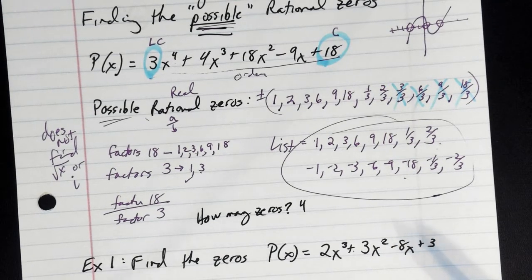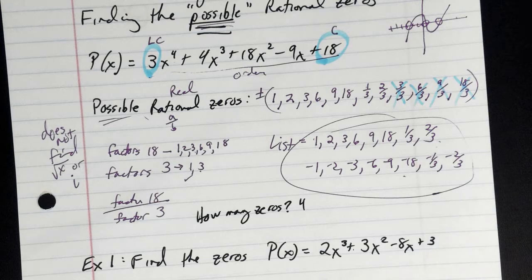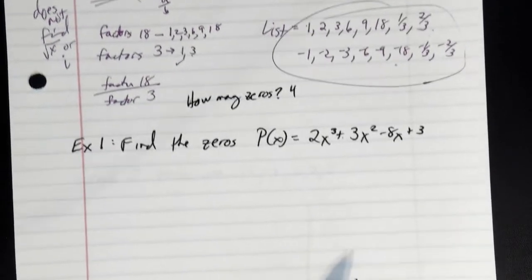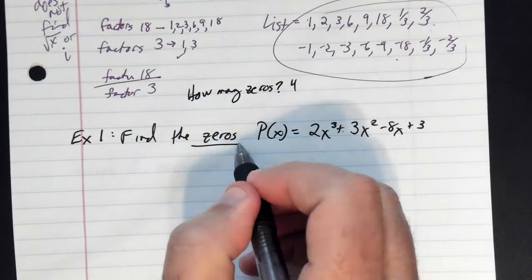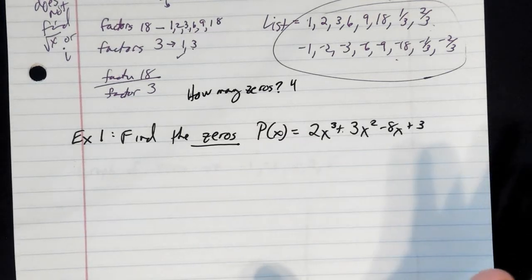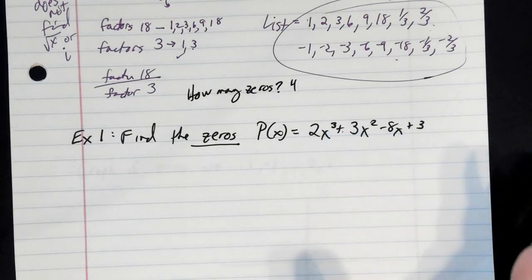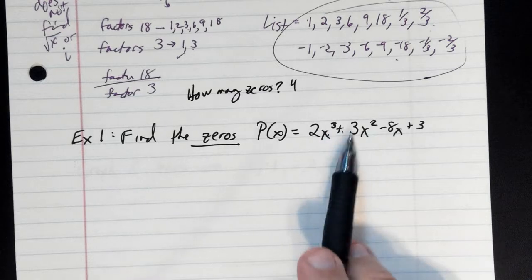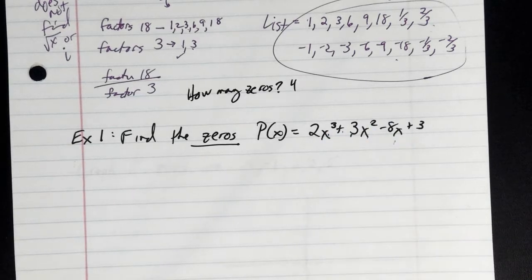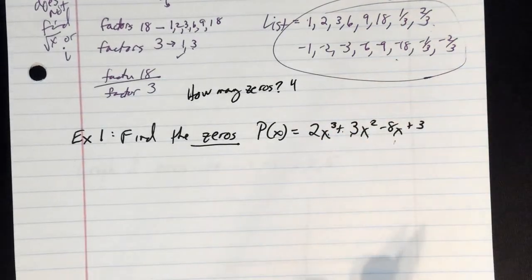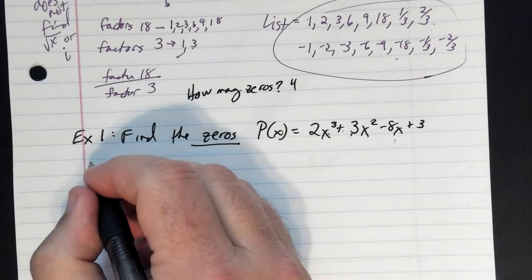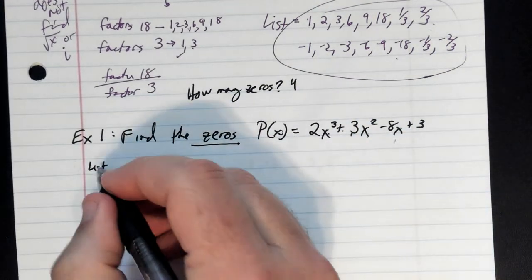Okay? So, how are we going to use this in a real problem? So the real problem is this. We want to actually find the zeros. I don't want the list. I want the actual answers to this problem. I want to know where these guys cross. Okay? So, here's how we're going to do this. The first thing we got to do is find our list of possible.